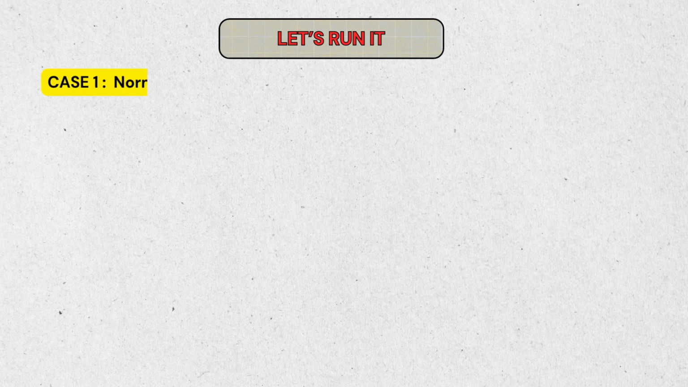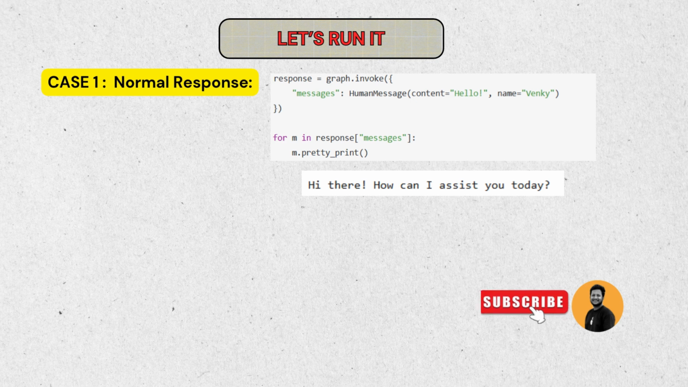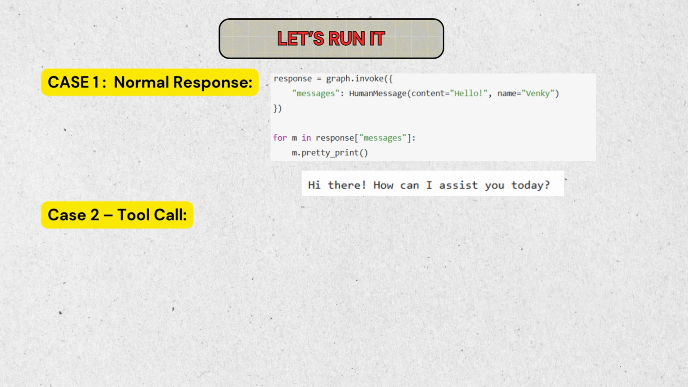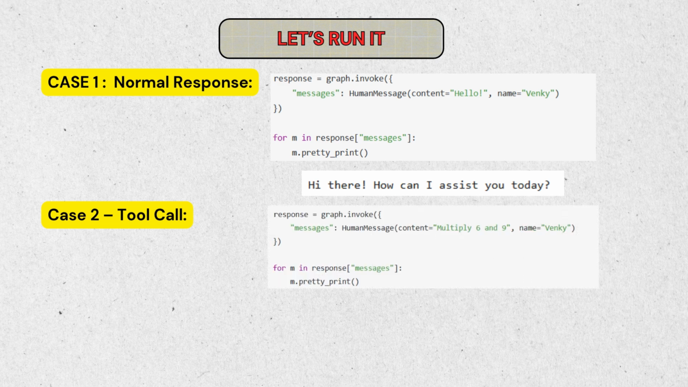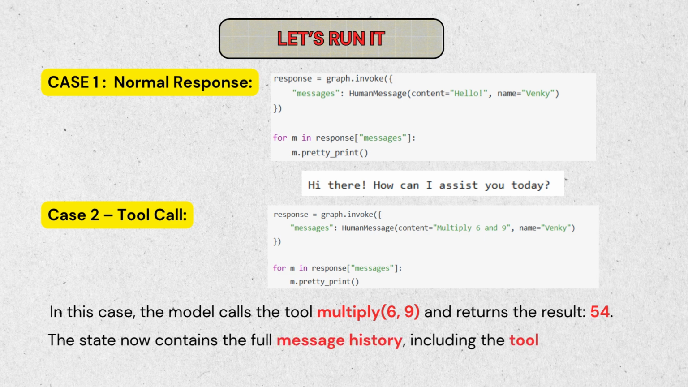Now, let's run case 1, normal response. Here is the code and here is what we get with respect to this code. Next, case 2, tool call. Here is the code and in this case the model calls the tool, that is multiply 6, 9 and returns the result 54. The state now contains the full message history including the tool call and the response.